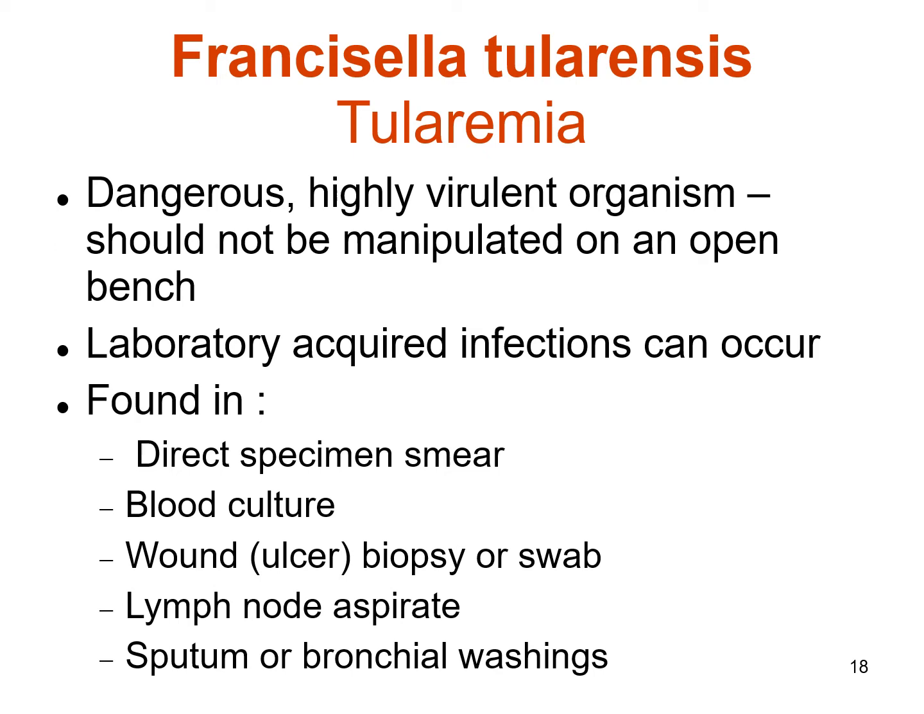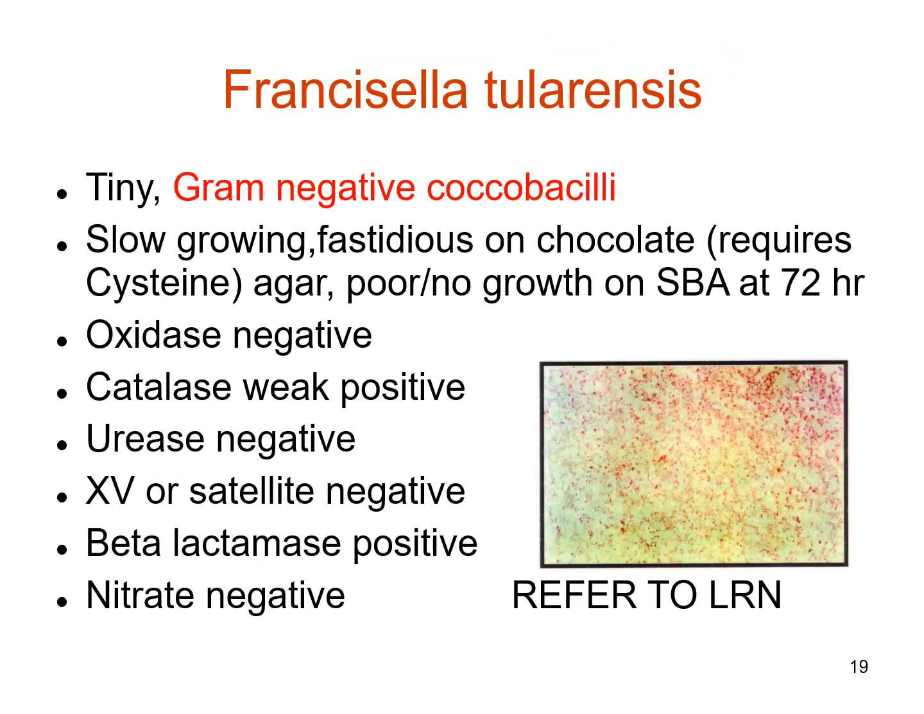Francisella tularensis can be observed in direct specimen smears, and appropriate specimens include blood culture, wound biopsies or swabs, lymph node aspirates, and sputum or bronchial washings. On gram stain, Francisella appears as a tiny pleomorphic gram-negative cocobacillus. It's a fastidious organism requiring the amino acid cysteine for optimal growth, so it will grow well on media supplemented with cysteine such as chocolate agar, modified Thayer Martin, cysteine heart agar, and buffered charcoal yeast extract agar.